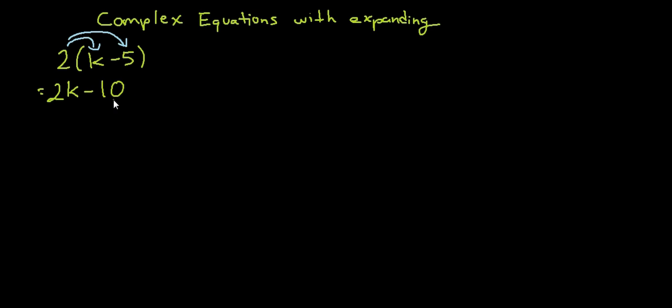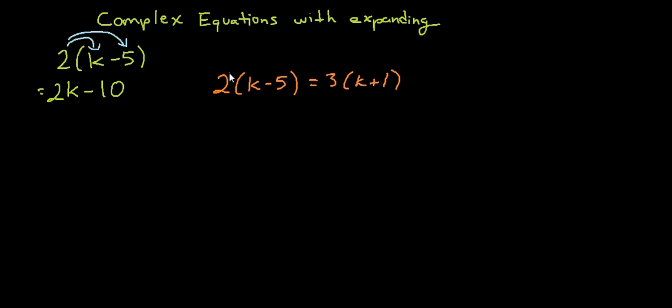Okay. So what if this kind of thing shows up in an equation? Well, it's kind of the same deal. So I could have something like this. 2(k minus 5) equals 3(k plus 1). Well, before I start moving variable terms and constant terms around, I do want to expand this. So that's kind of a new thing. So let's expand this using the rainbow rule.